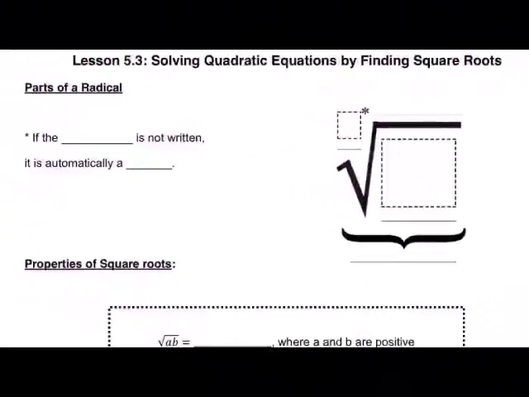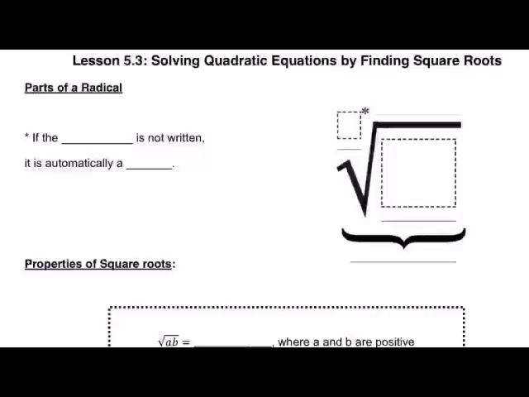Notes for lesson 5.3, solving quadratic equations by finding square roots. In lesson 5.2, we looked at solving quadratic equations using factoring. The second method that we are going to look at is using square roots. Before we get into the solving portion of this lesson, we're first going to review different parts of radicals, and then we're going to look at different properties to simplify square roots, and then we're going to look at how we solve equations with square roots.